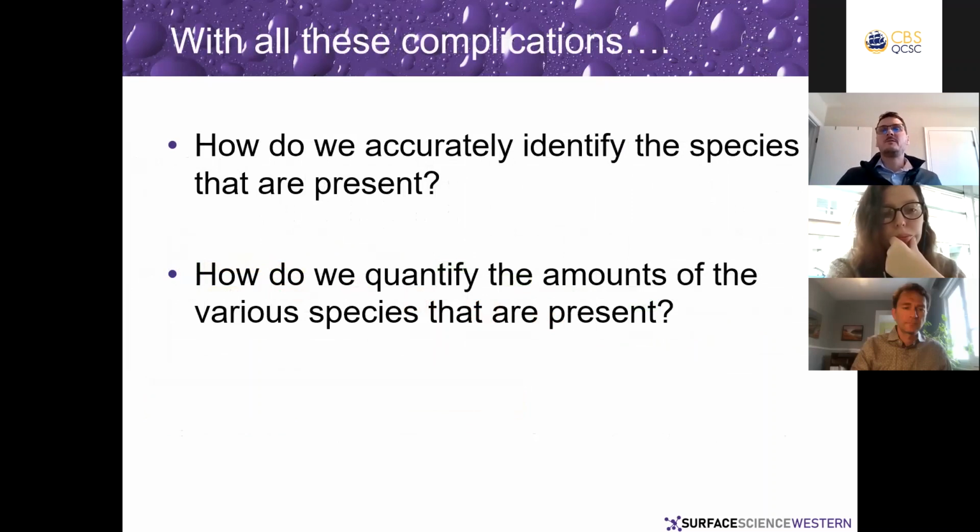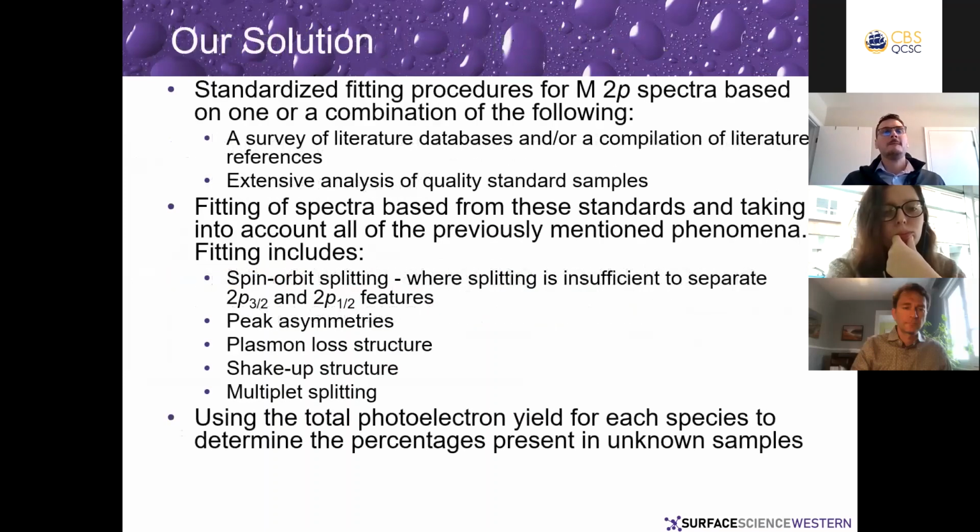With all these types of complications, how do we accurately identify the species that are present? And further, how do we quantify the species that are present? That's an important step: how much do you have of each thing? Our solution has been to develop standardized fitting procedures for the different metal 2p spectra.